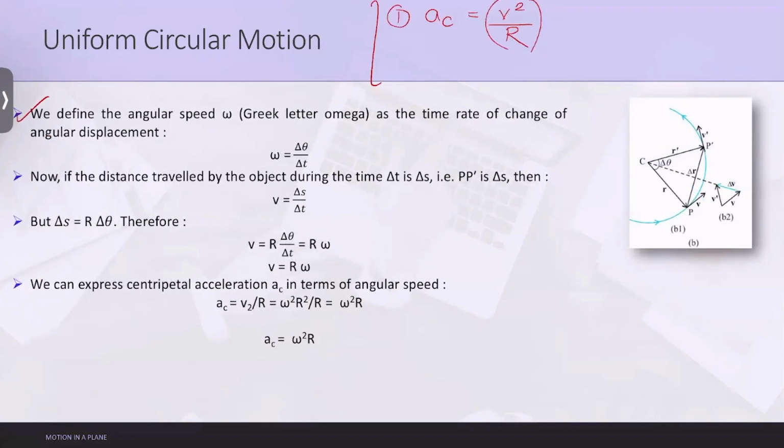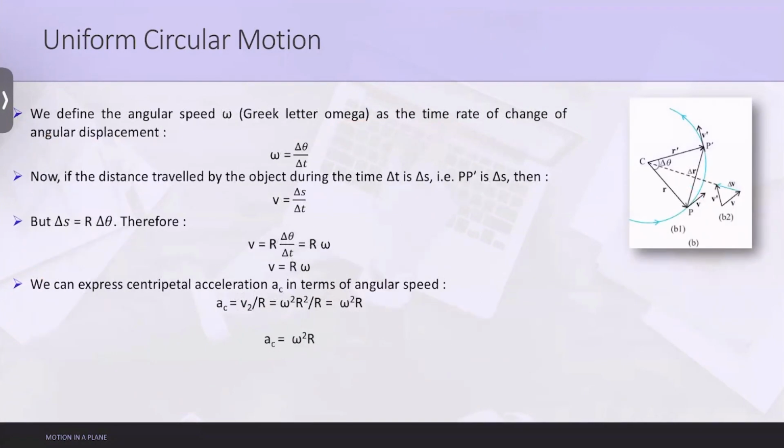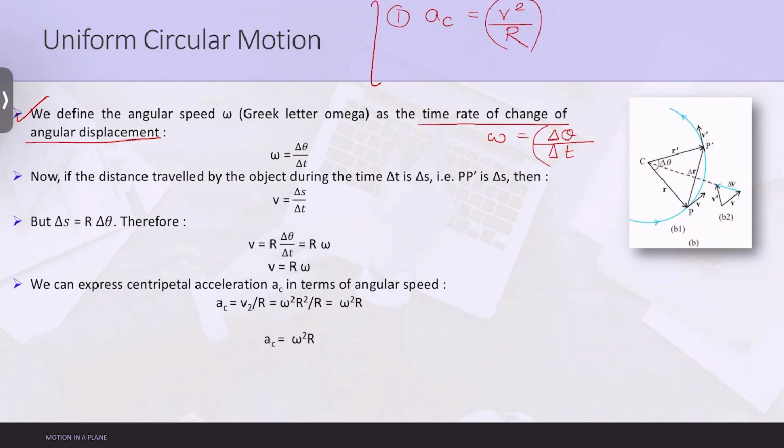We define the angular speed omega as the time rate of change of angular displacement. This was the angular distance, angular displacement. Therefore, we can write omega is equal to change in theta over change in time. Now let us try to obtain the result, that is, the relation between omega and acceleration.